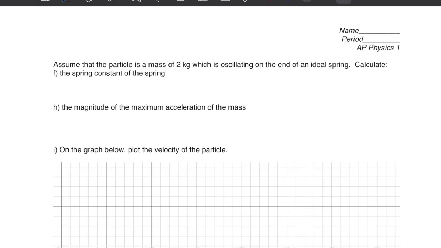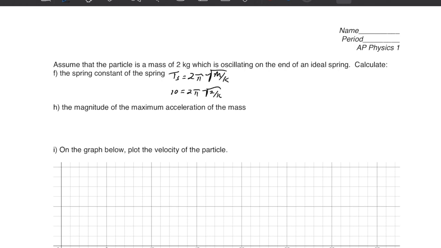Assume that the particle has a mass of 2 kilograms, which is oscillating on the end of an ideal spring. Calculate the spring constant of the spring. Well, we know the period is 2 pi times the square root of m over k. Looking at the graph, we're able to determine how long the period is, and we said 10 seconds is equal to 2 pi times the square root of, they gave us a mass of 2, divided by k. So again, 10 divided by 2 is 5, and then divide by pi.